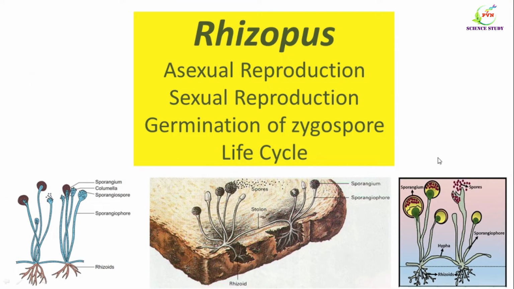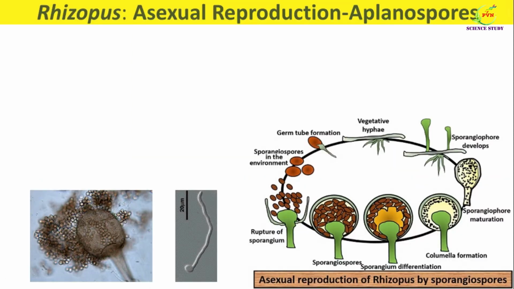In the previous lecture, we completed thallus structure and systematic position of Rhizopus. Today's lecture is the second part of the Rhizopus study. Here we are going to study asexual reproduction, sexual reproduction, germination of zygospore and life cycle of Rhizopus one by one. First of all, we will study asexual reproduction in Rhizopus.